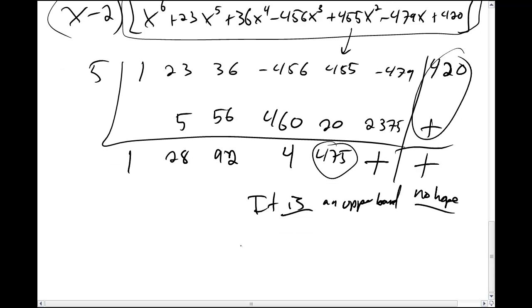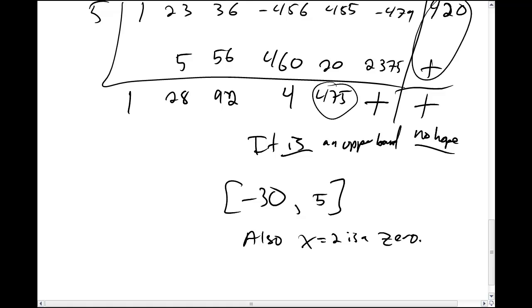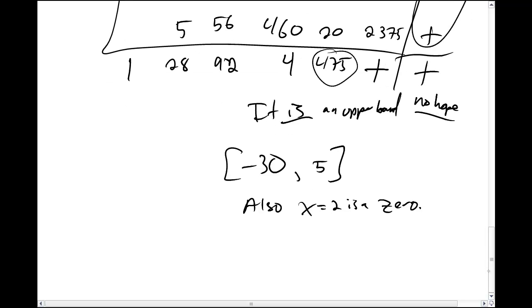So what have I learned? Well, I've learned that negative 30 is a lower bound for all of my roots. I've learned that 5 is an upper bound. And also, we've learned that 2 is a 0. That's just from picking 4 random numbers and playing around with this. We can keep on going, but we don't need to. We've got better ways of figuring things out.